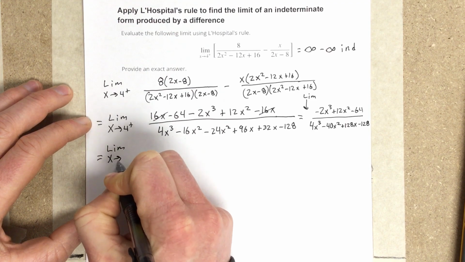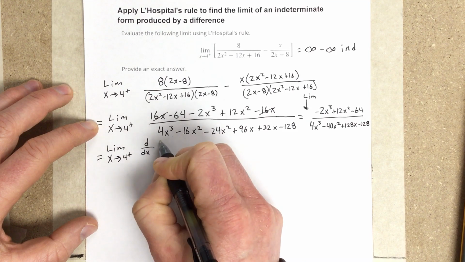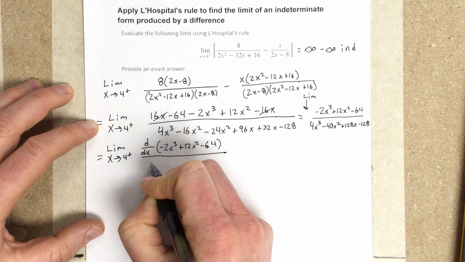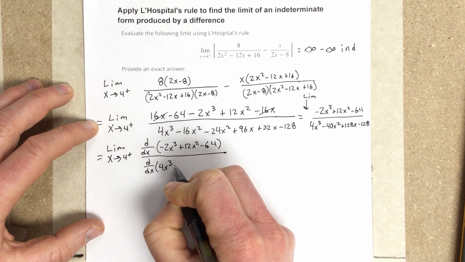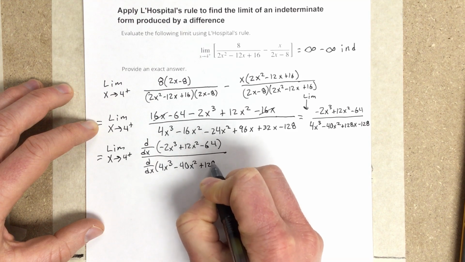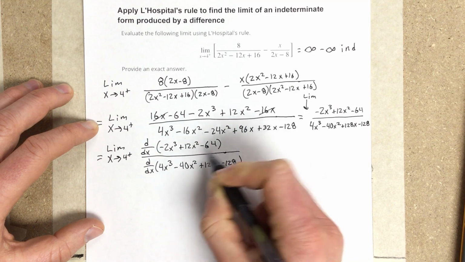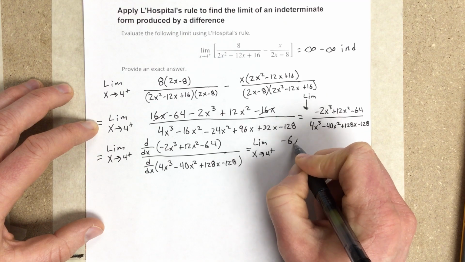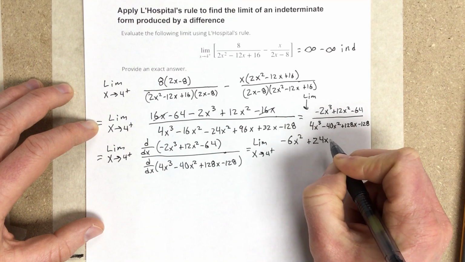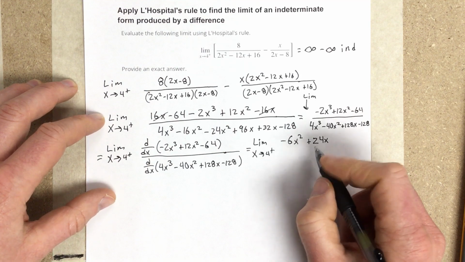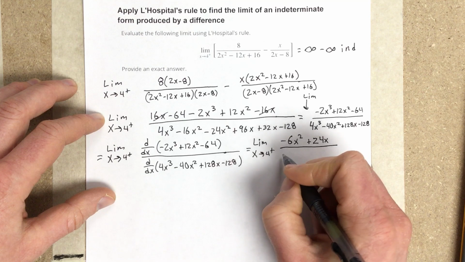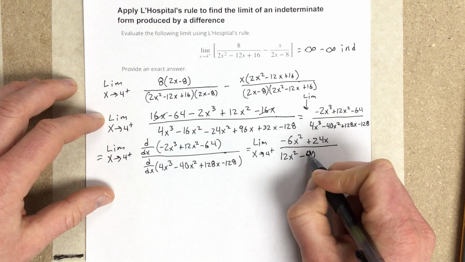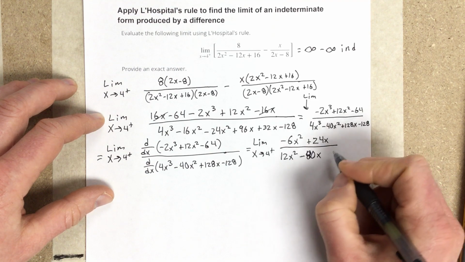So we're going to say the limit as x approaches 4 from the right, and we're going to take the derivative of the top equation and do the same thing to the denominator. And we can do this over and over again until we find a limit. The derivative on top will be negative 6x squared plus 24x, and the derivative of negative 64 is 0. So over 12x squared minus 80x plus 128.